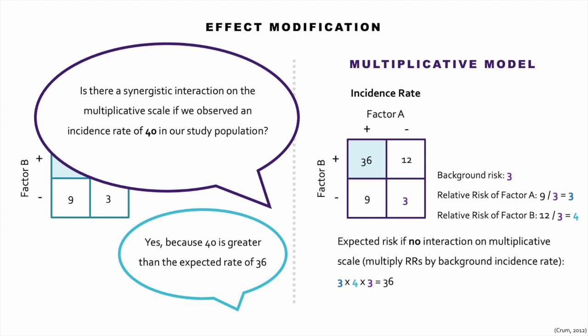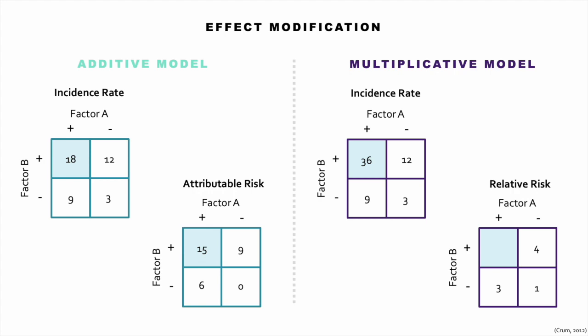Yes, because 40 is greater than the expected rate of 36. Using the multiplicative model, we're going to look at relative risk rather than attributable risk like we did using the additive model. Remember that a relative risk of 1 means the exposure does not affect the risk of the disease.